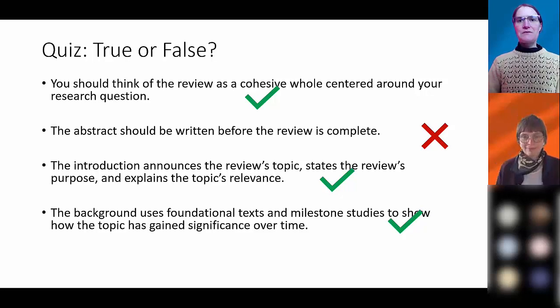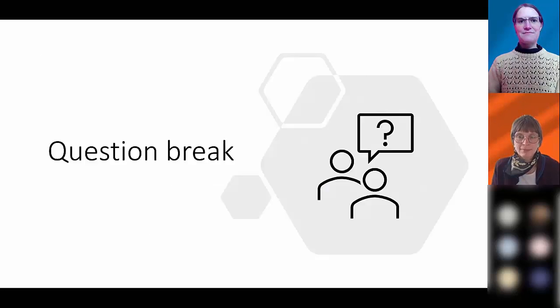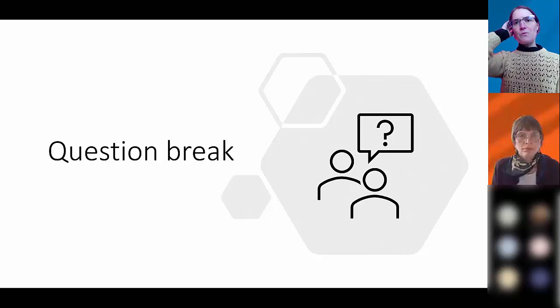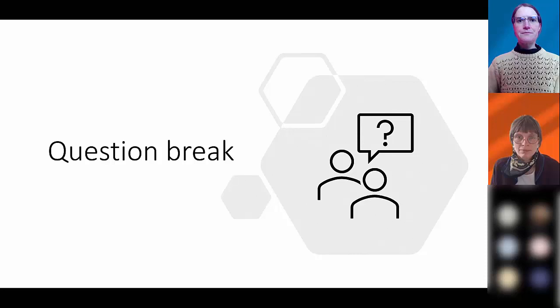And how about this one? The background uses foundational texts and milestone studies to show how the topic has gained significance over time. Still seeing some T's, so that's great. Okay, thanks for your participation, everybody. Now, are there any questions coming up about what we've covered so far about the structure of a literature review? We're going to move on to methodology shortly, but these are the sections that would lead up to the methodology.